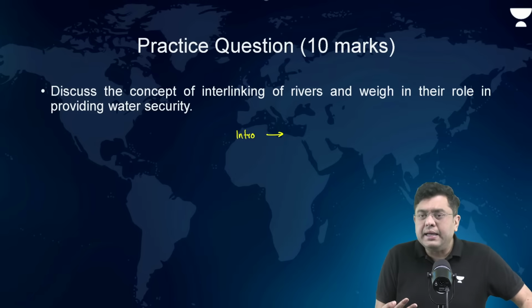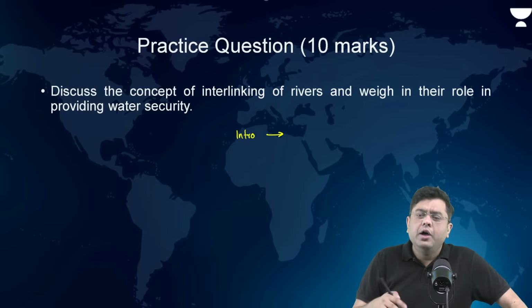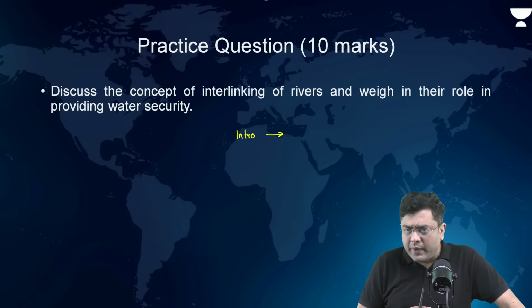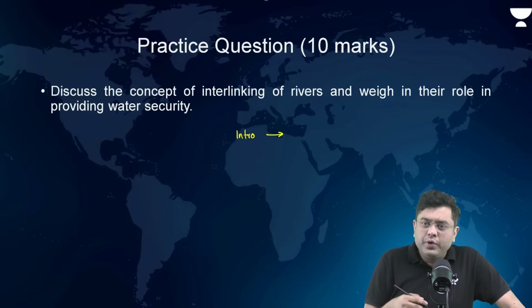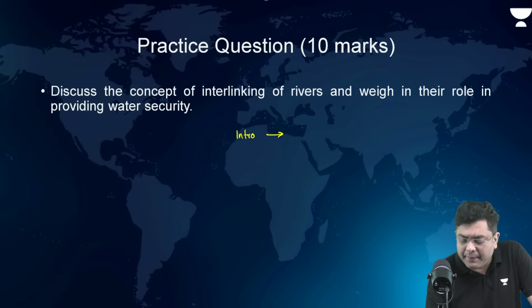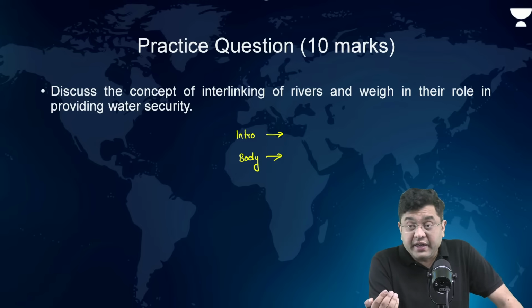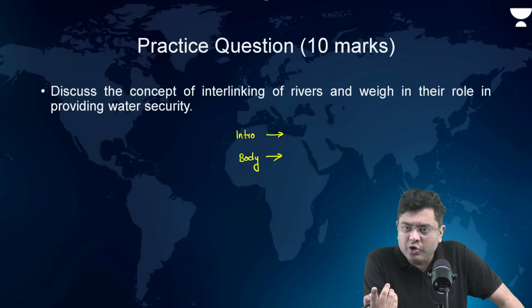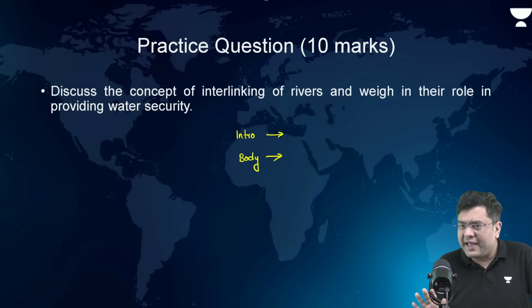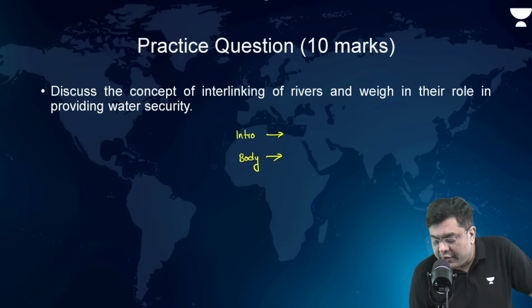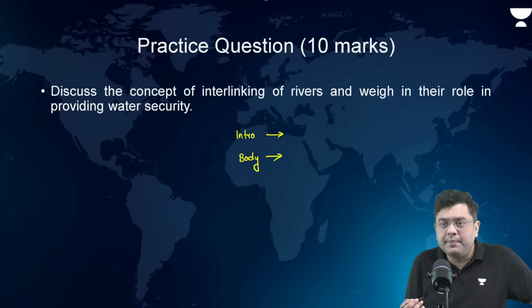What is interlinking? That is what you write. Transfer of water, or you can initiate from 1920, Sir Arthur Cotton, any of those. Okay. Now, after this, you have to talk about in the portion of the body that interlinking has got various components. One is the Himalayan component, interlinking of Himalayan rivers. Other is the peninsular component, interlinking of the peninsular river system. Give that. Then, as an example, talk about the Ken-Betwa interlinking project.